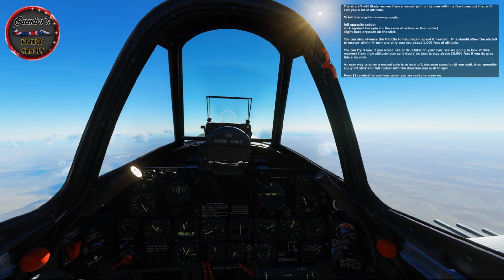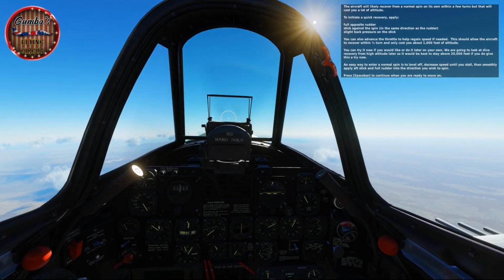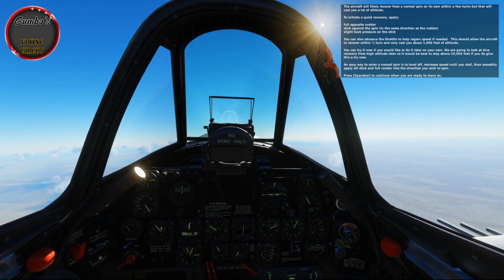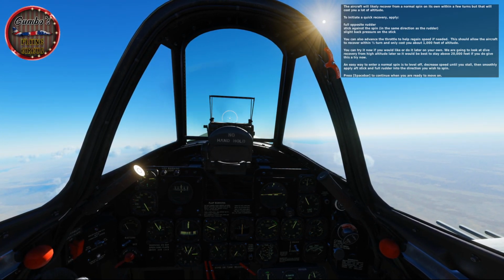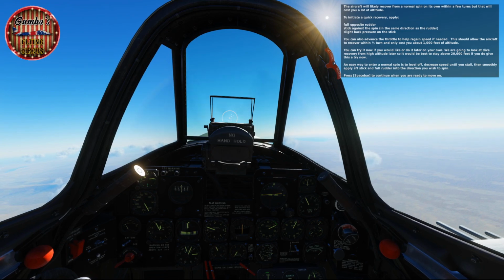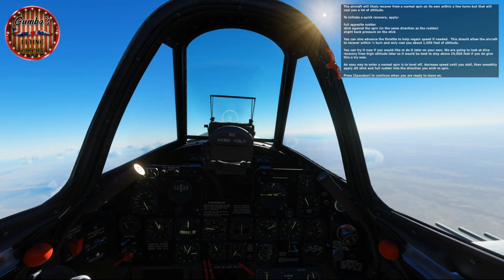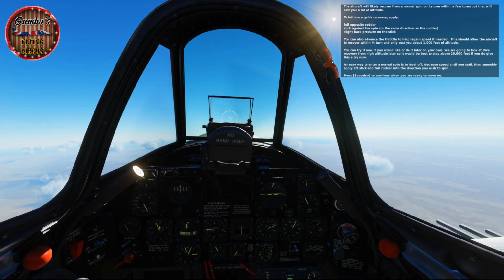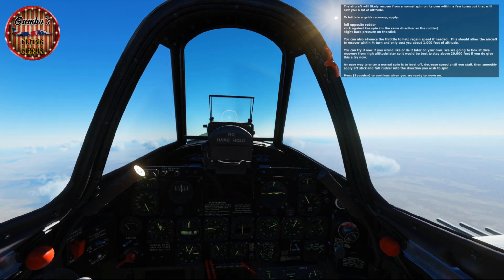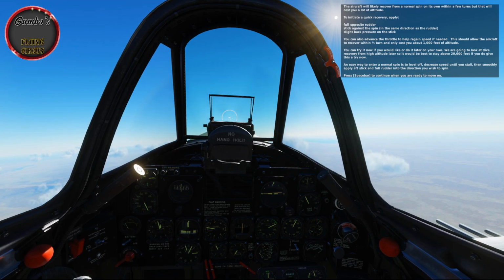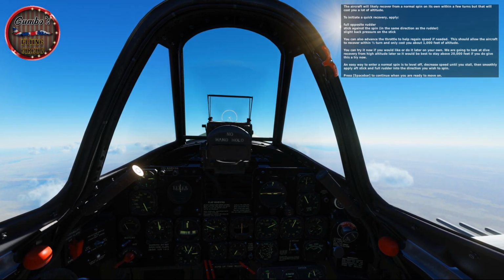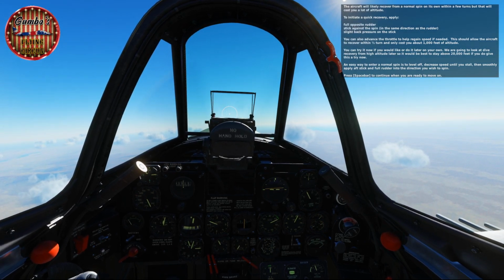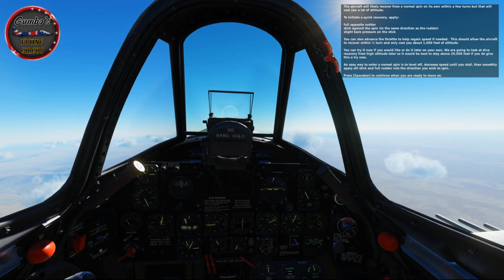The aircraft will likely recover from a normal spin on its own within a few turns, but that will cost you a lot of altitude. To initiate a quick recovery, apply full opposite rudder, stick against the spin that's in the same direction as the rudder, and slight back pressure on the stick. You can also advance the throttle to help regain speed if needed. This should allow the aircraft to recover within one-half turn and only cost you about 1,000 feet of altitude. You can try that now if you would like, or do it later on your own.